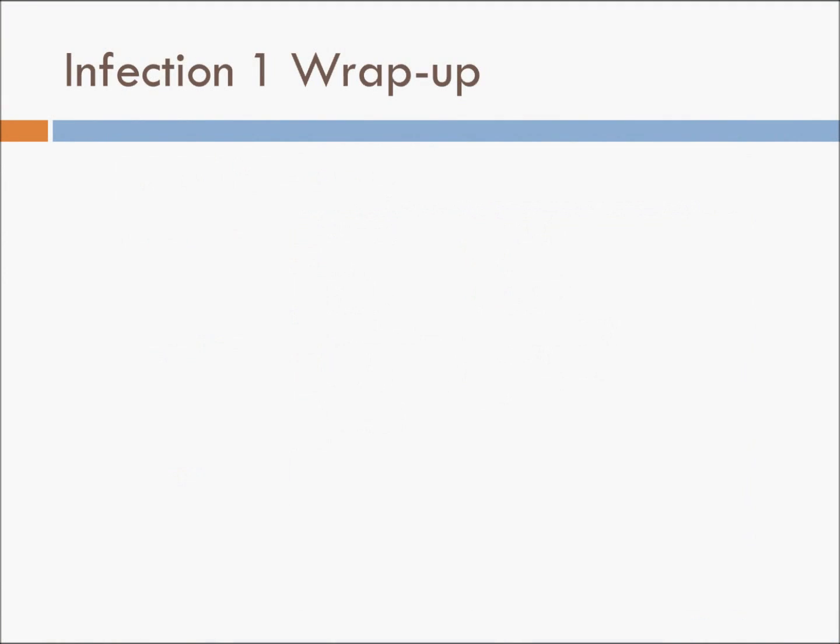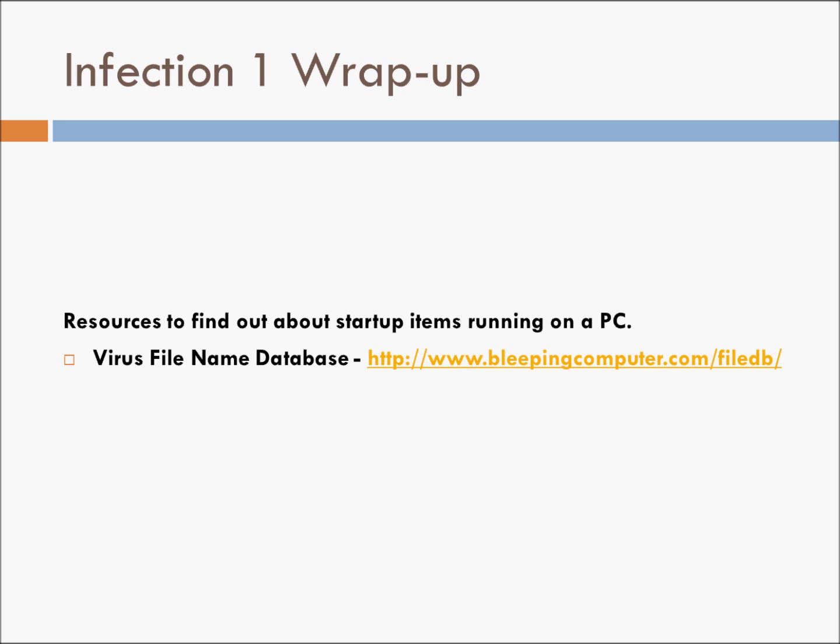Wrapping up this section on our first infection, I'm going to go ahead and draw your attention to two separate items. We're going to have two different websites that you can use to find out about startup items that you think may be malware oriented, okay? A good database is going to be at the Bleeping Computer website, http://www.bleepingcomputer.com/filedb/. This website contains a lot of different file names that are used by malware and different fake virus software.